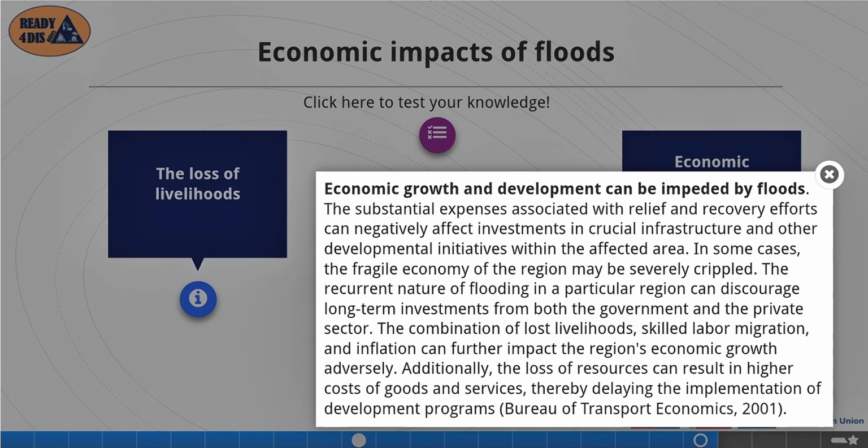Economic growth and development. High costs related to relief and recovery may reduce investments in infrastructure and development. Recurring floods discourage long-term investments and may weaken the region's economic stability, leading to inflation and delays in development programs.